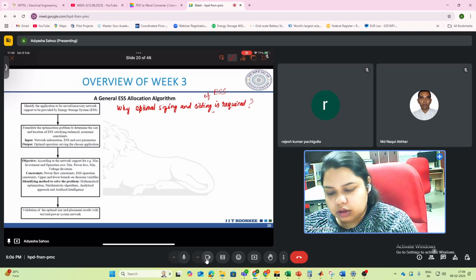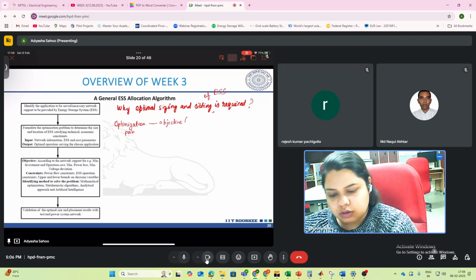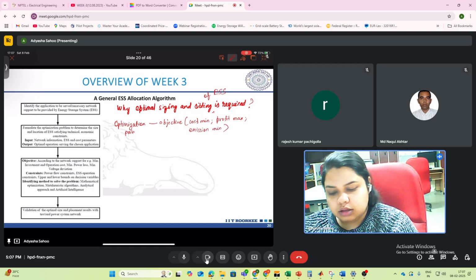So for one optimization model, its structure is such that an optimization problem will have an objective function. The objective function is nothing but what you want, what is your motive, whether it is cost minimization or profit maximization or emission minimization. So these are some examples of your objective functions. The next thing is constraints.